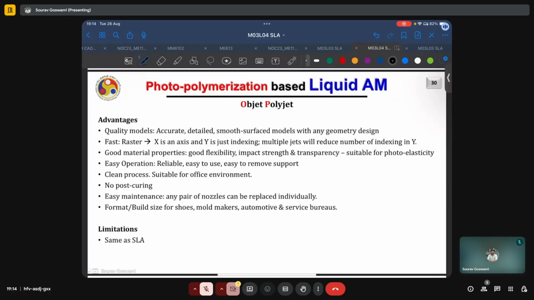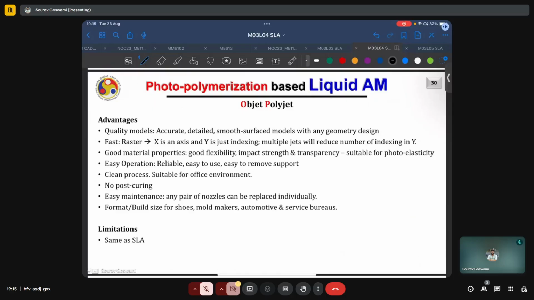The printed parts have been documented to show good material properties with good flexibility, high impact strength, and it is also suitable for the printing of transparent materials, thereby making it suitable for applications in photoelasticity. The operation is very easy. The technology is reliable, easy to use, and removal of supports is very easy as we discussed, just by dissolution in water. The process is very clean. It does not generate any toxic fumes or any hazardous byproducts, thereby making it suitable for office environment. No post curing of any type is required. The build material is cured entirely in the process itself.